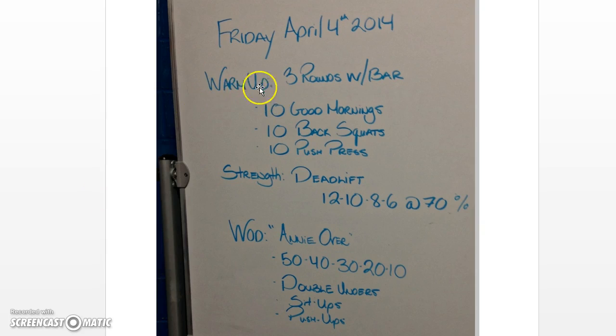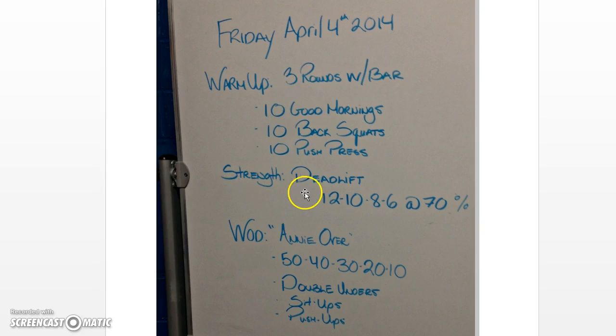As we can see, there's a warm-up, and this says 3 rounds with bar. A bar is a 45-pound barbell with no weights on it. You would do 10 good mornings, then 10 back squats, then 10 presses, and that is 1 round. Then you would do that sequence 2 more times for a total of 3 rounds.